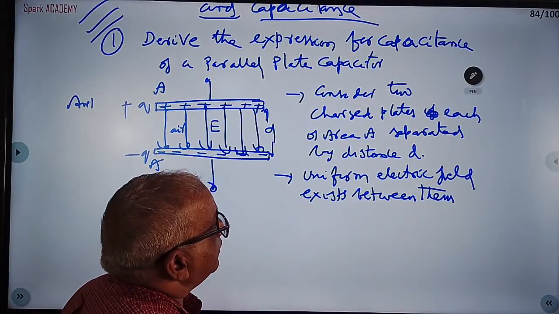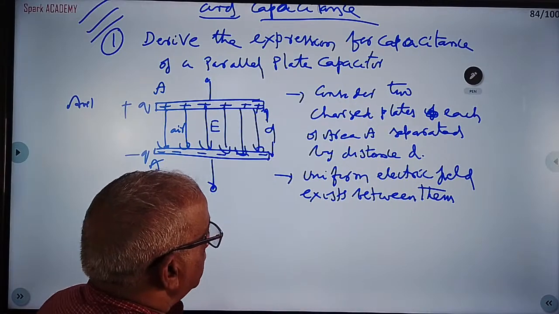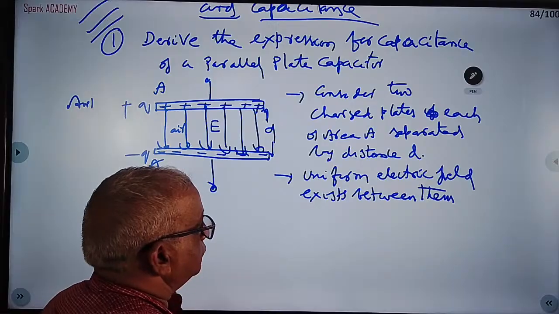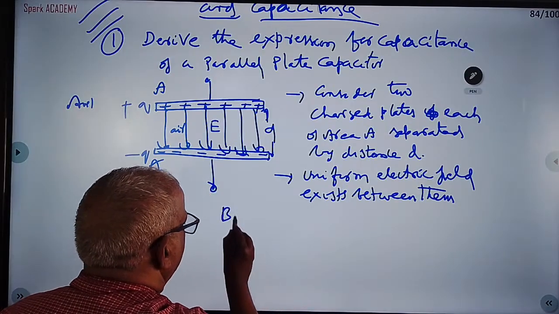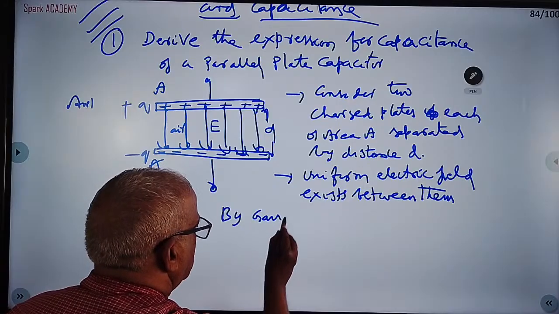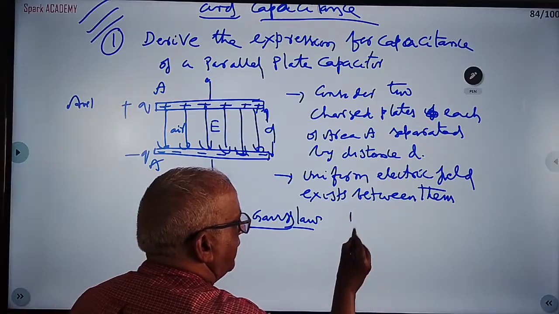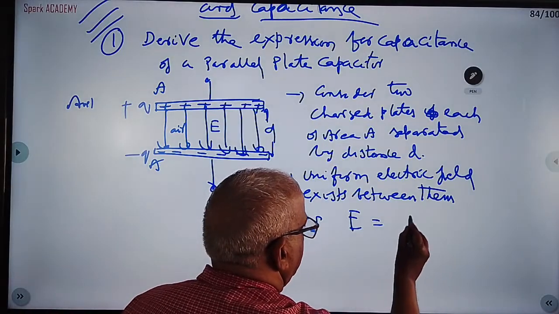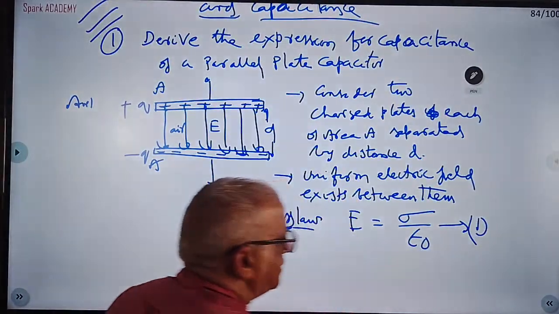Okay, students. So this is the main thing, the separation. Now, by Gauss law, we have to start the derivation. How? Electric field derivation by Gauss law. By Gauss law, the electric field is given by the formula sigma by epsilon naught. What is sigma? Surface charge density.